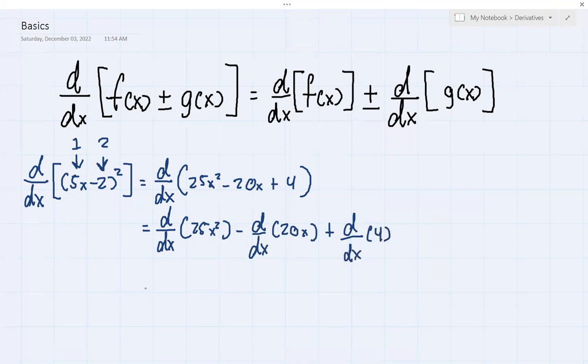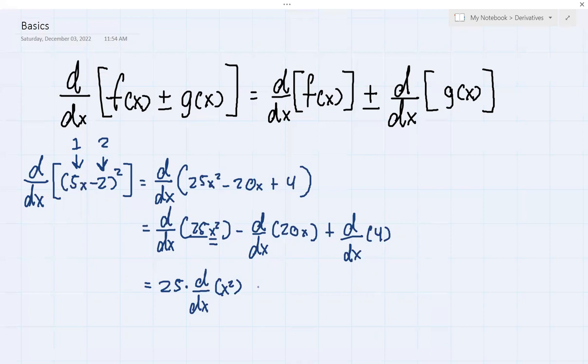Okay? So now let's get the derivative of each of these terms. So first term, derivative ng 25x squared. Meron tayong constant at meron tayong algebraic expression na x squared. So we will have to bring out the constant na si 25 and kunin lang natin yung derivative ng katabi niya, which is x squared.